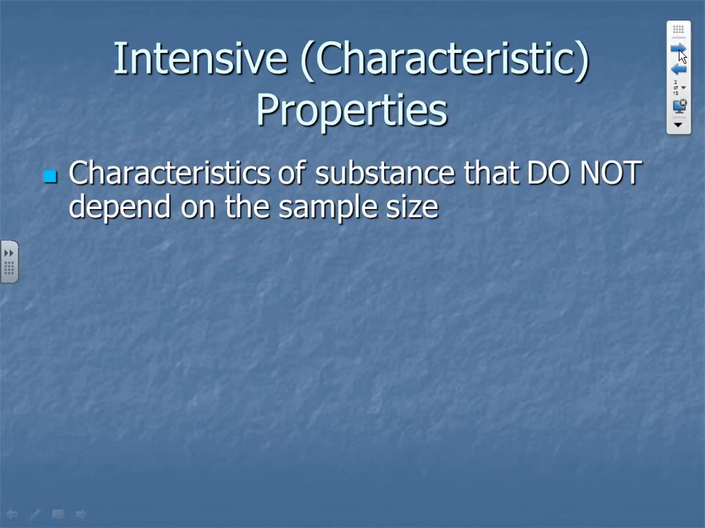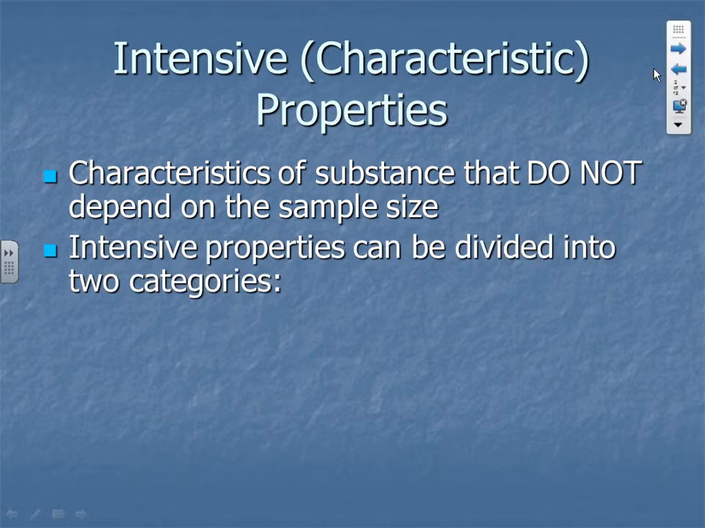If they are characteristic properties, that means that they are not going to change based on sample size. Regardless of the size of our sample, whether it's a single atom of an element, or a big brick of gold that you see in the movies, because I don't think any of you have ever actually seen a big brick of gold. Maybe you have, I don't know. Regardless of how big of a sample we have, characteristic or intensive properties always remain the same.